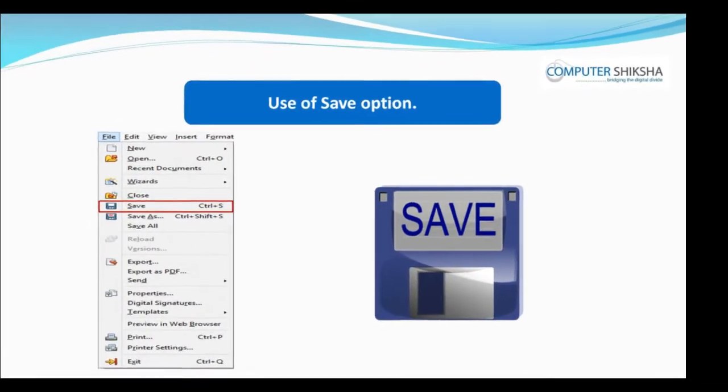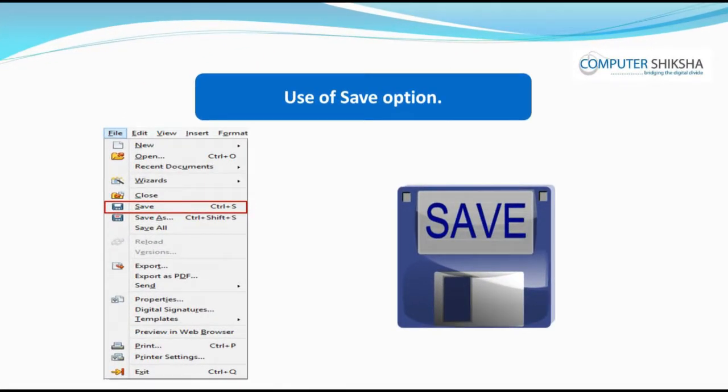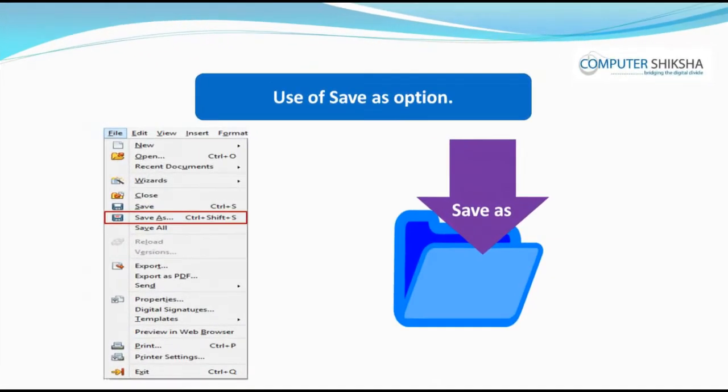You use the save option to save a file for the first time. However, if you want to save a file which is already saved on your computer with a different name and at a different location, you will then use the save as option. The save as option also informs you about the location where your file has been saved.